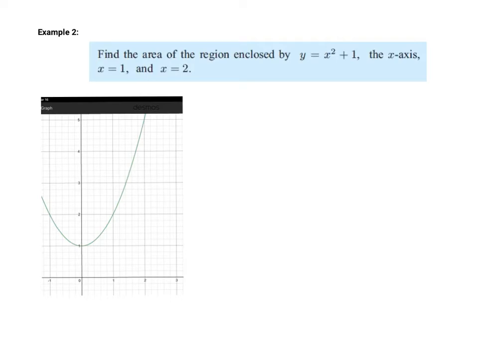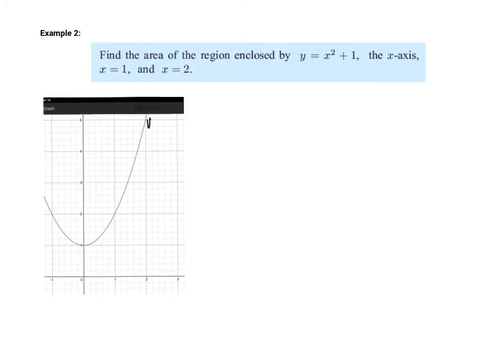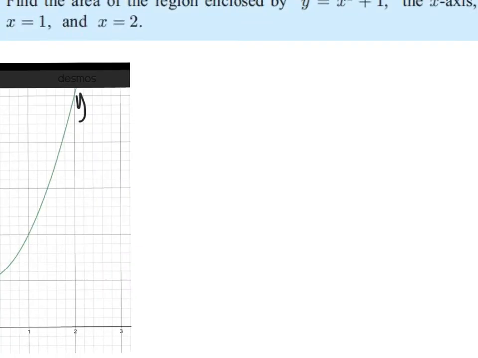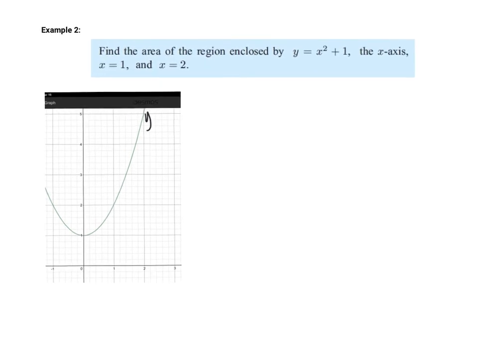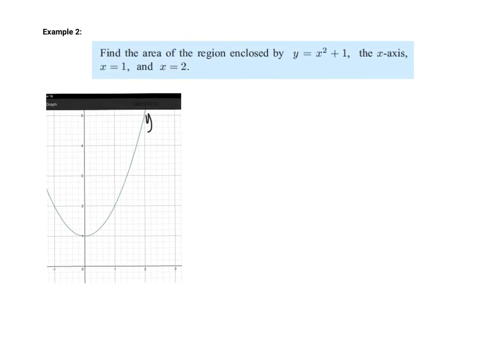So if we take a look there at what that function looks like, here it is. And we're looking for the area of the region enclosed by our function y equals x squared plus 1. Oops. Still getting used to this. There we go. So that's our green function there. And we're looking between x equals 1 and x equals 2.